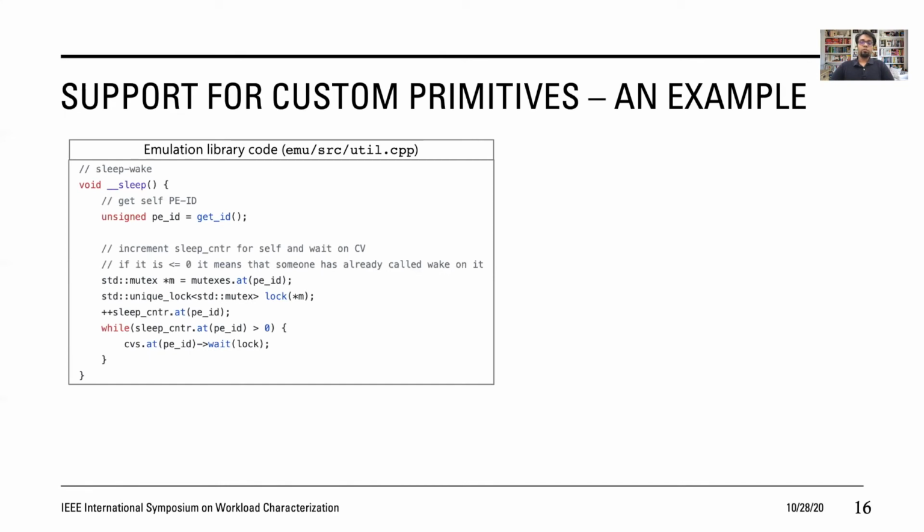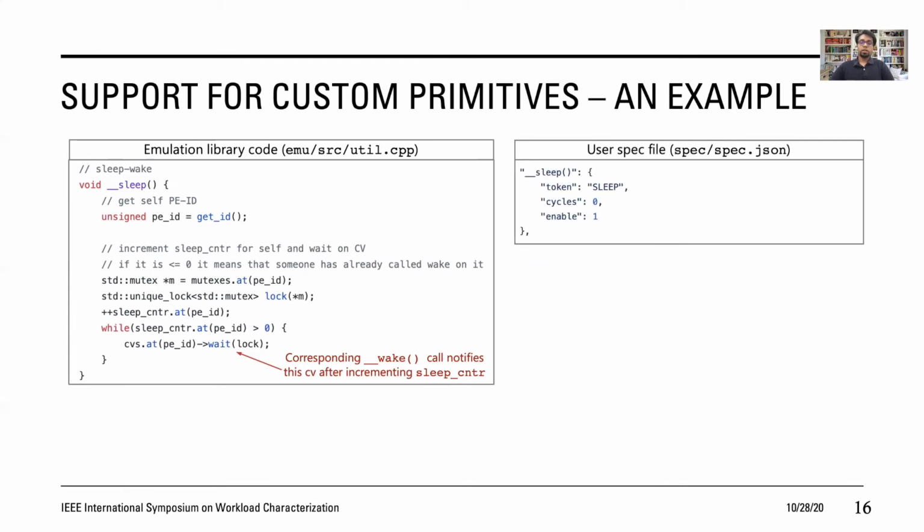We first add a new function definition into the emulation library code where we implement sleep using a condition variable and also a mutex that is private to each PE. Here the CV is signaled by a corresponding wake call initiated by a different PE. Next, we add an entry to the user specification JSON file.